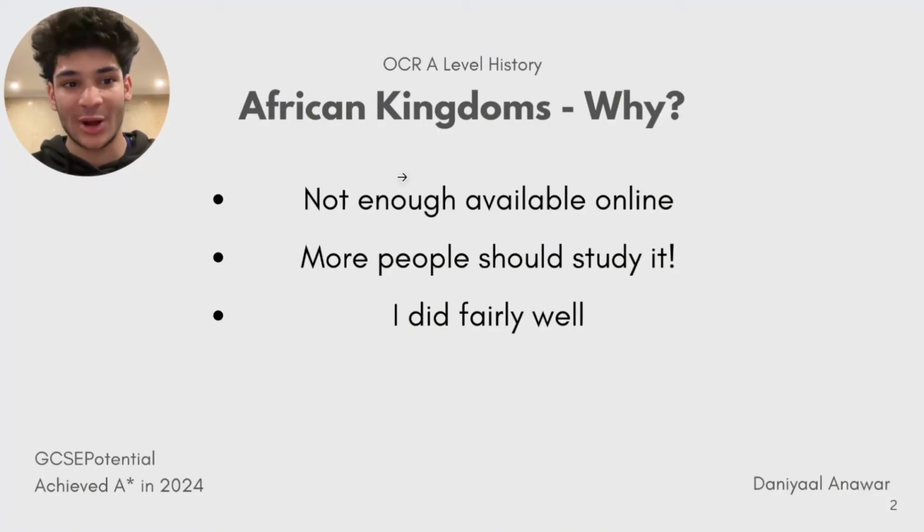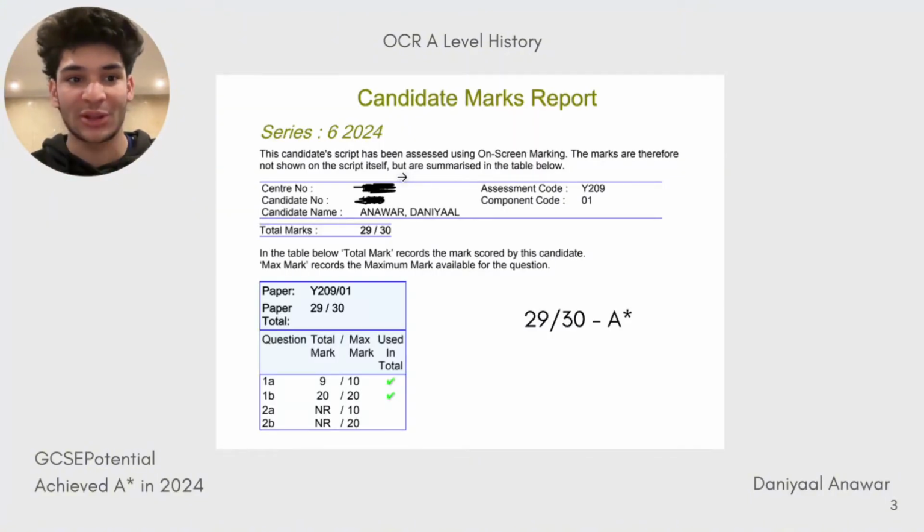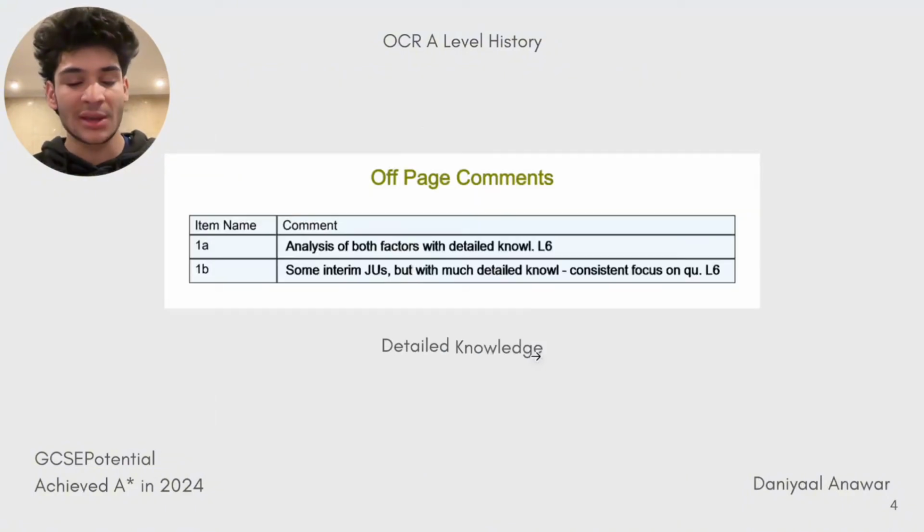And finally, I did fairly well. I achieved 29 out of 30 in African kingdoms in the summer of 2024. As you can see in the bottom left, I achieved 20 out of 20 in the 20 marker, but only 9 out of 10 in the 10 marker, which I was very upset by, of course. This is from my script, by the way. I received my scripts back, which is why I can provide more informed information and useful, actionable tips for you guys. Here are the off-page comments I received on my scripts.